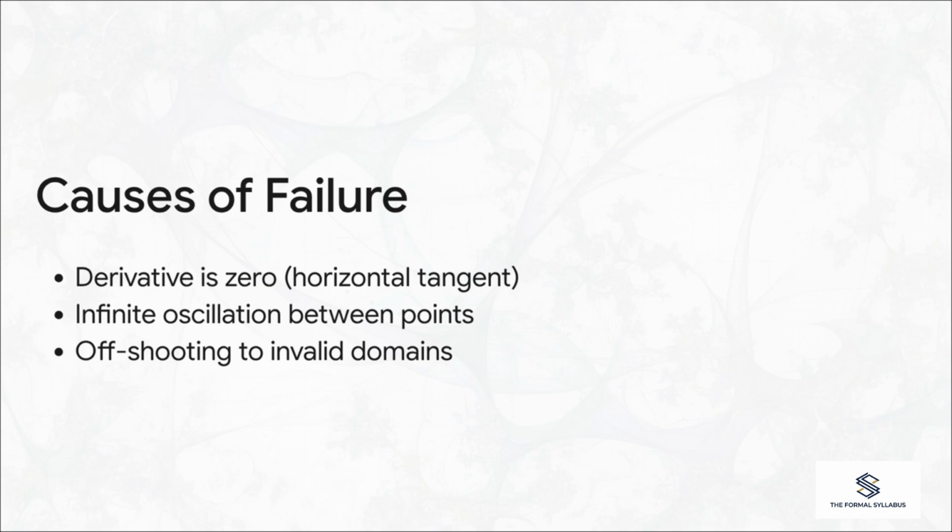The algorithm instantly crashes because you're trying to divide by 0. Other times, a bad initial guess can cause the red line to just bounce back and forth between 2 points in this endless, infinite oscillation. Or worse, it shoots off into an entirely invalid domain, millions of miles away from our actual target root.